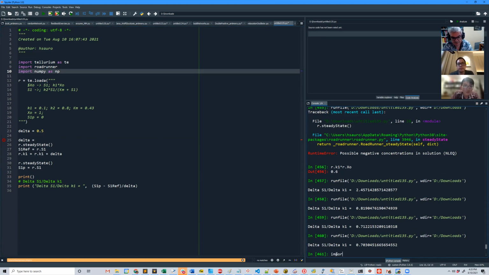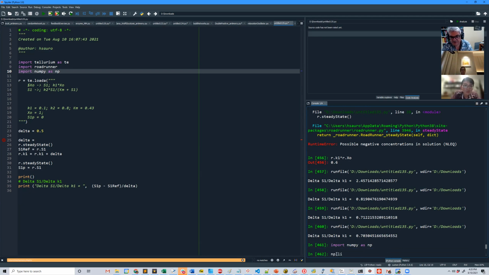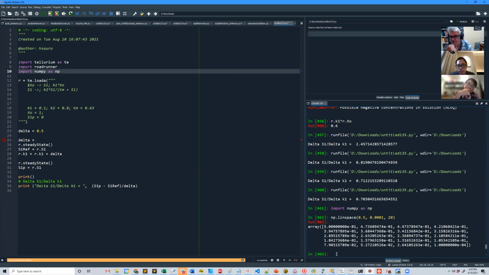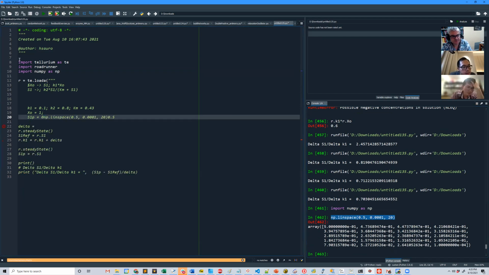I just want to practice something here first as np. NumPy, what is it? Linspace. I don't want a linspace, do I? Can I have a log? Or maybe I can have a linspace, I suppose. So I want to go from 0.5 to say 0.01. What does that do? Does that do it? Oh yeah, that'll do it. Okay, so these will be my delta.